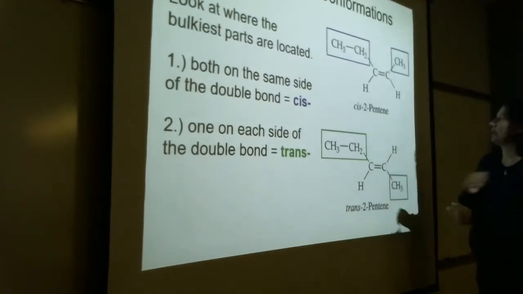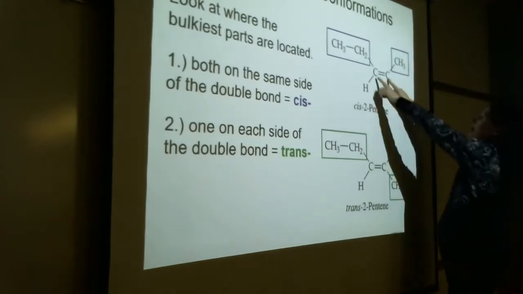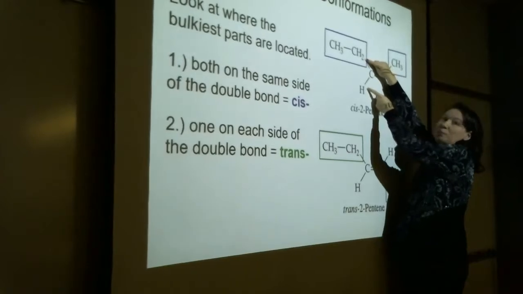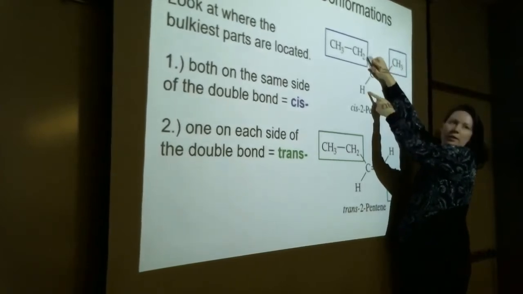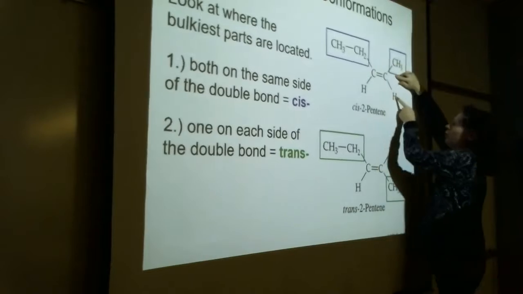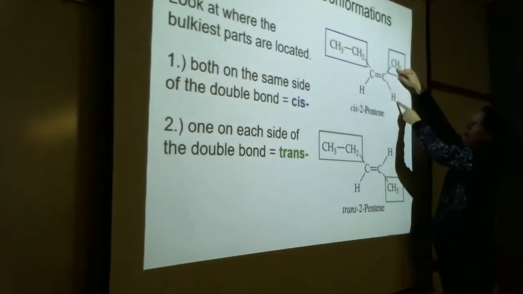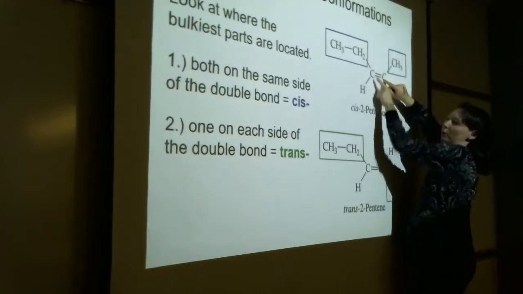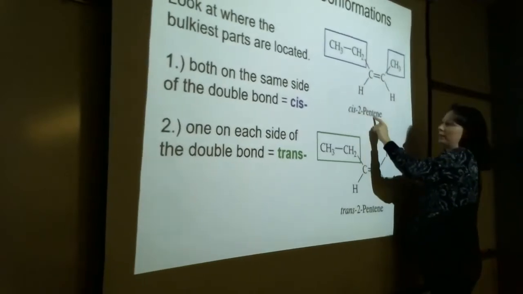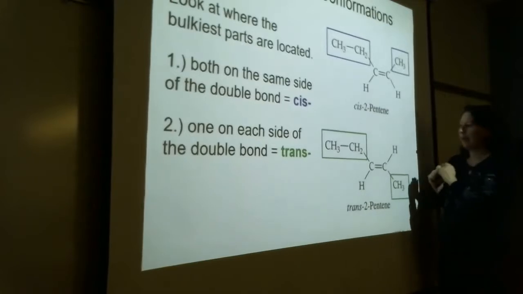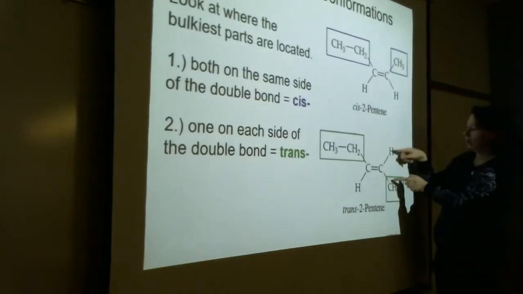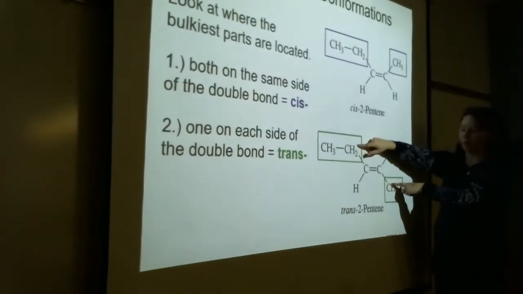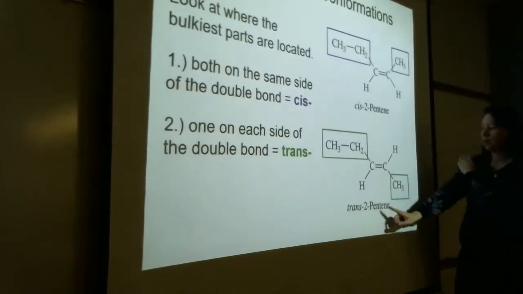So how do we diagnose this? You look at the double bond and you compare what's on both sides. Which is bulkier, this or this? Obviously this part is. Which is bulkier, this or this? This is. So if the 2 bulky pieces are on the same side of the double bond, we say it's cis 2-pentene. And then when you're comparing, again, if the bulkier pieces are on opposite sides of the double bond, we call it trans 2-pentene.